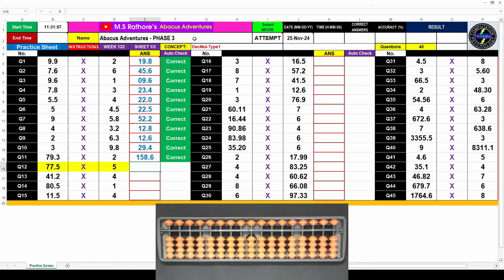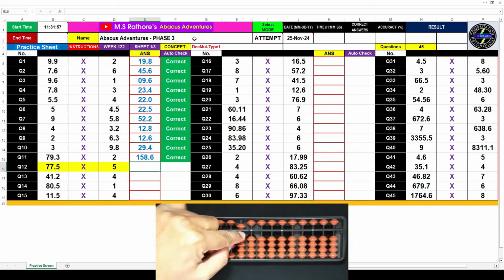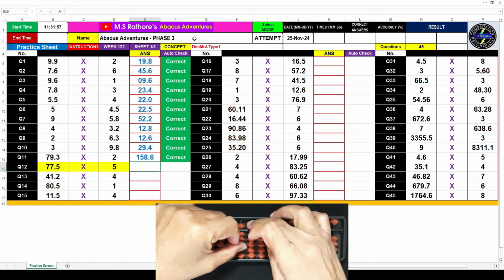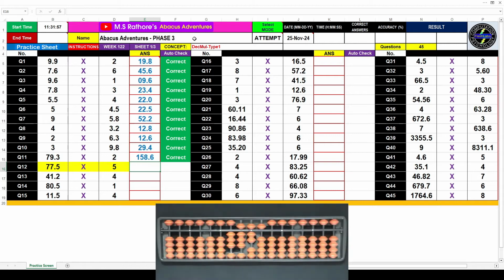Question number 12, 77.5 multiplied by 5. Let's take the answer from rod number 3. 5 sevens are 35, shifted, 5 sevens are 35, shifted, 5 fives are 25, and the answer is 387.5.